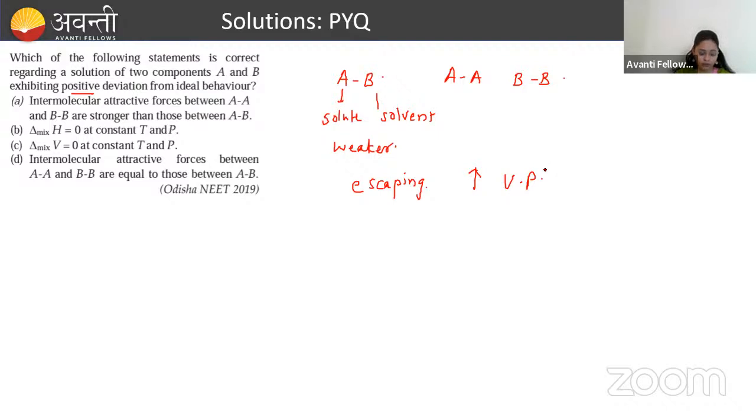So what do you think? Which of the following statements is correct? Statement 1: intermolecular forces between AA and BB are stronger than those for AB. Delta H of mixing is not 0 at constant temperature and pressure. In positive deviation, what happens? It is greater. Is delta V 0? That is also not 0. Intermolecular attractive forces between A and B are not equal, right? Then that would be the ideal solution. This is what positive deviation, ideal behavior means.